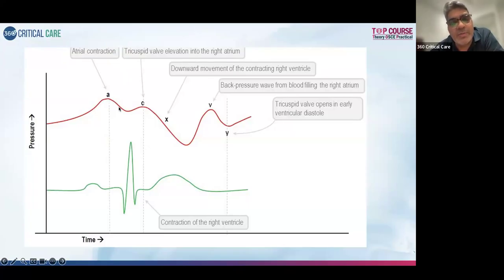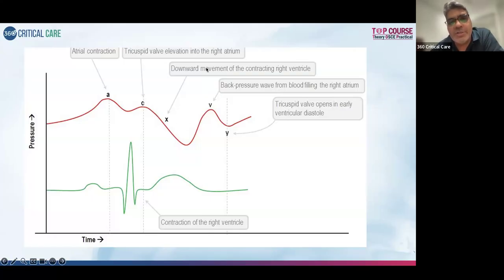Once the blood goes through the tricuspid valve, the ventricle starts contracting with a closed tricuspid valve. That's where you get a C wave: tricuspid valve elevation into the right atrium. So the right ventricle contracts, pushes the tricuspid valve into the right atrium, and causes another positive pressure wave, which is called the C wave. And then the tricuspid valve opens.